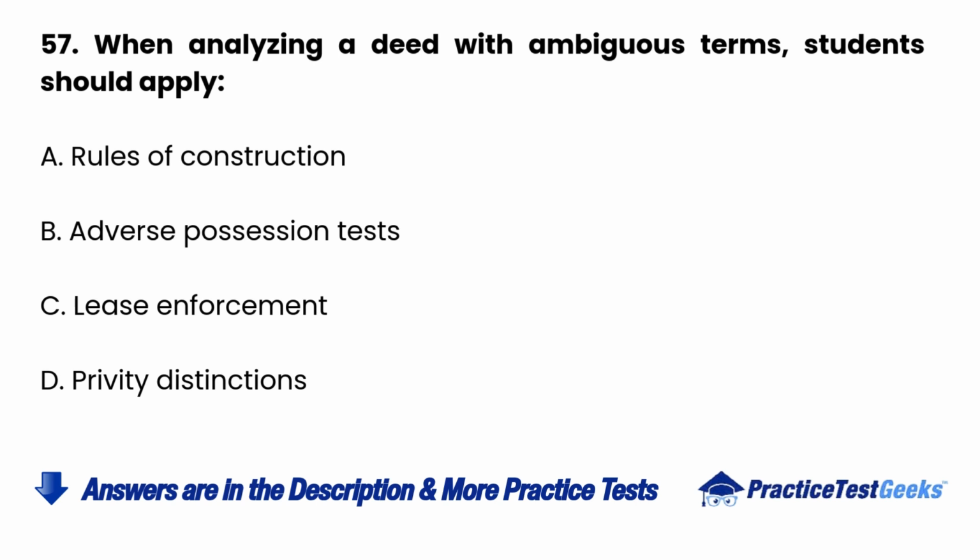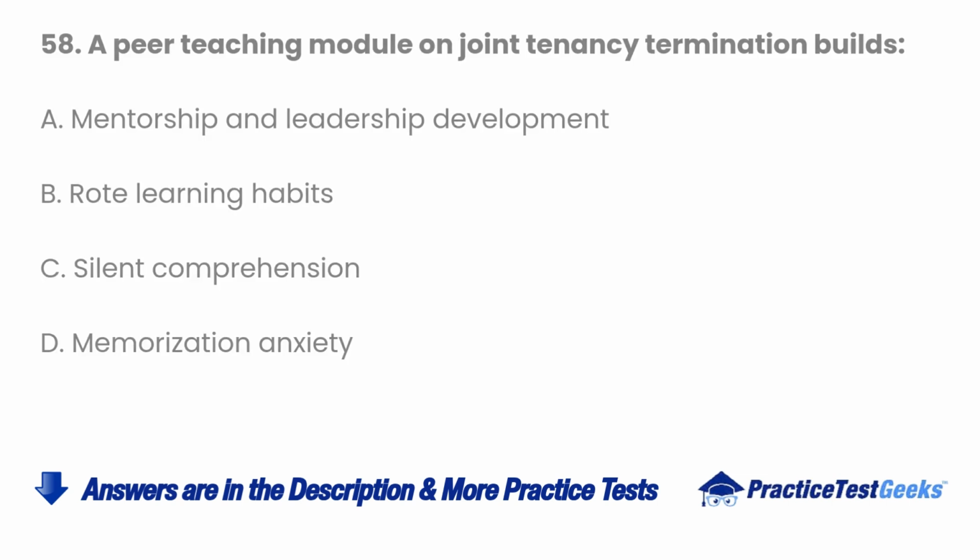57. When analyzing a deed with ambiguous terms, students should apply A. Rules of construction. B. Adverse possession tests. C. Lease enforcement. D. Privity distinctions.